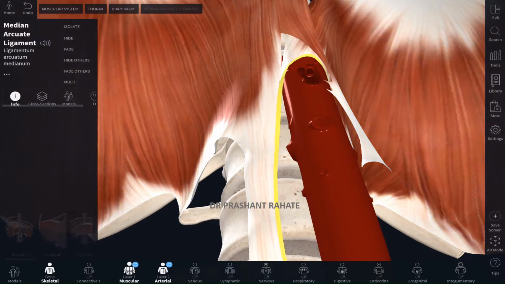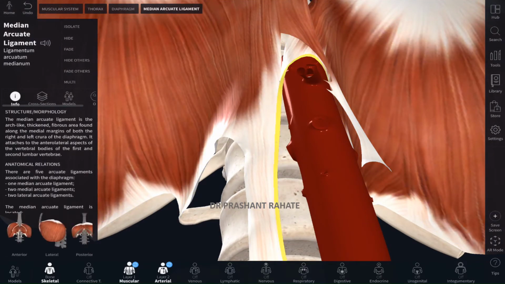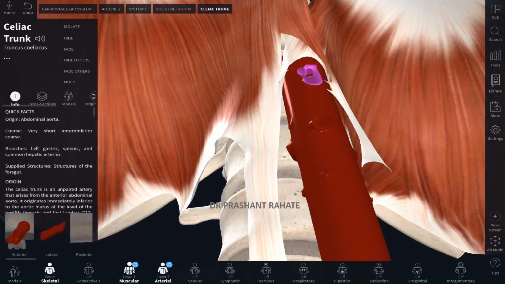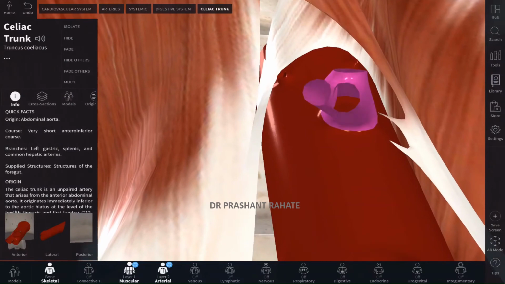So what is the significance of this particular ligament? This is one of the very tough structures of the diaphragm, and because of this tough structure, the diaphragm is attached to the vertebral column posteriorly, and this is the aorta. The aorta is descending in between the two crura, and it is going below the median arcuate ligament, and this is the first branch of the aorta.